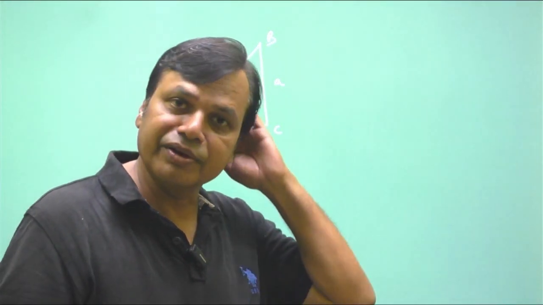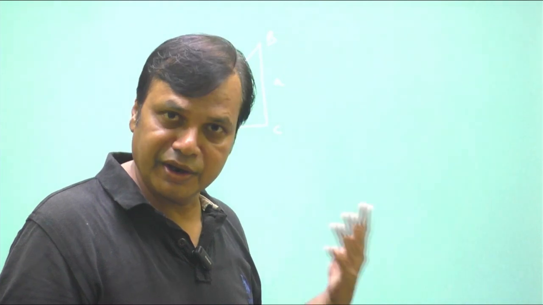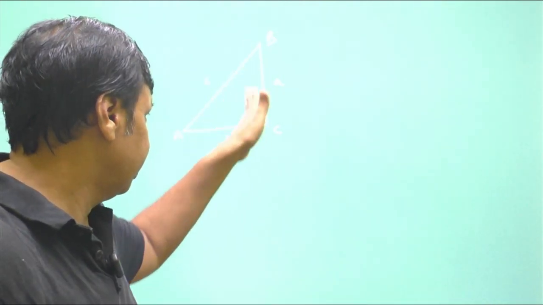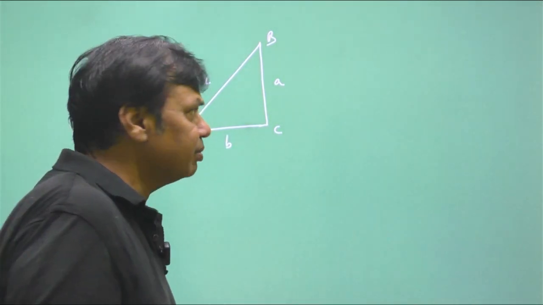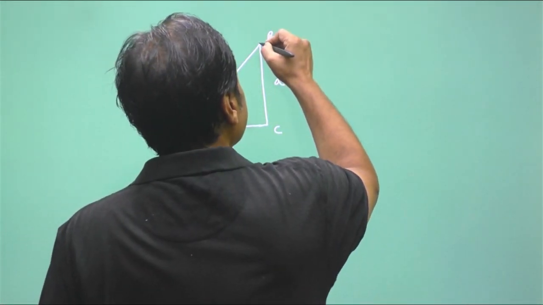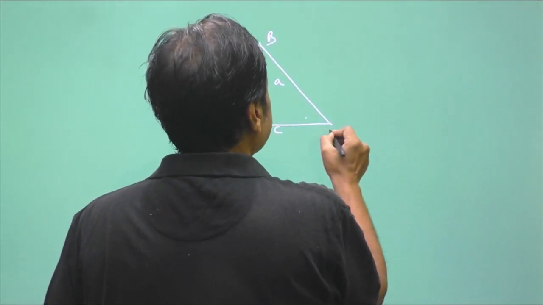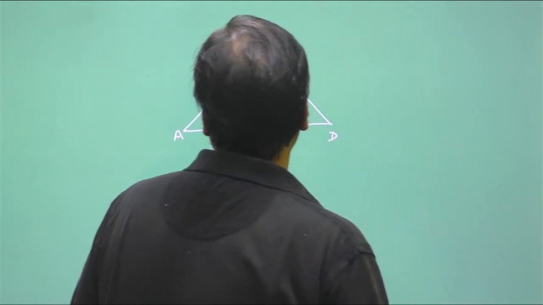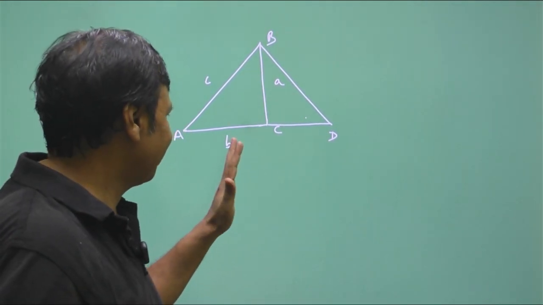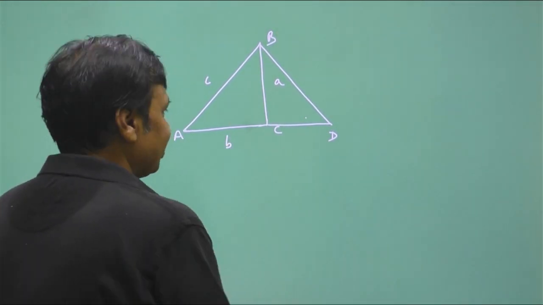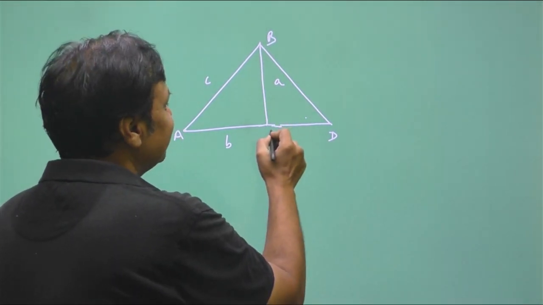What I am trying to do is make a mirror image of point A across the line BC. Let's name it D. This is not good enough because I have drawn it miserably.